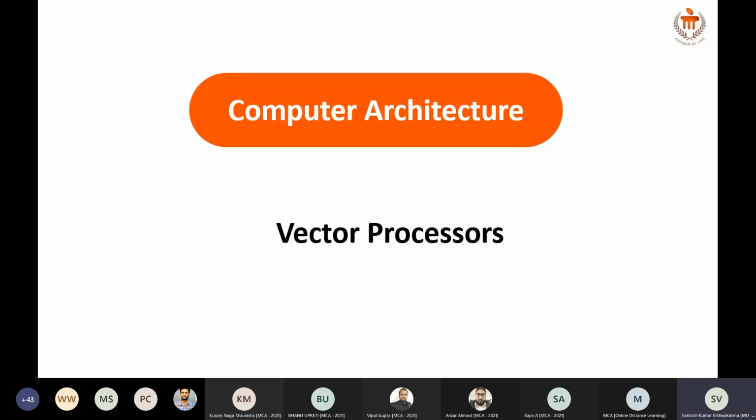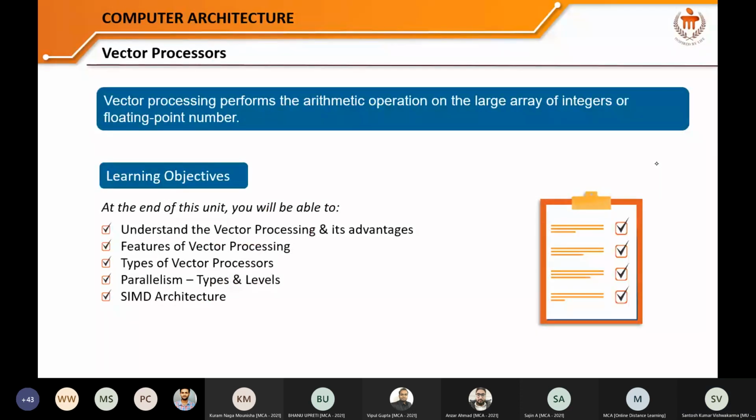So now we are going to start the next unit, that is units 9 and 10, that is vector processors. All modern computer systems support vector processing features. And the main objective, as you can see in the introductory part, is that vector processing performs arithmetic operations on large arrays of integers or floating point numbers.